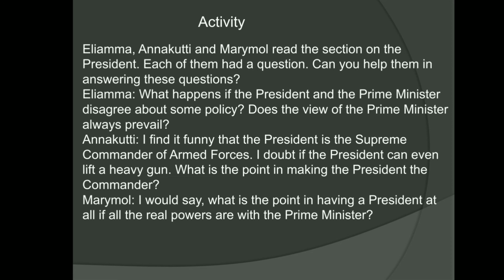Then the question asked by Annakutti: I find it funny that the president is the supreme commander of armed forces. I doubt if the president can even lift a heavy gun. What is the point in making the president the commander? Okay, try to answer it. Now let us see what Mary Mole said: I would say, what is the point in having a president at all if all the real powers are with the prime minister? Okay, try to answer these questions.